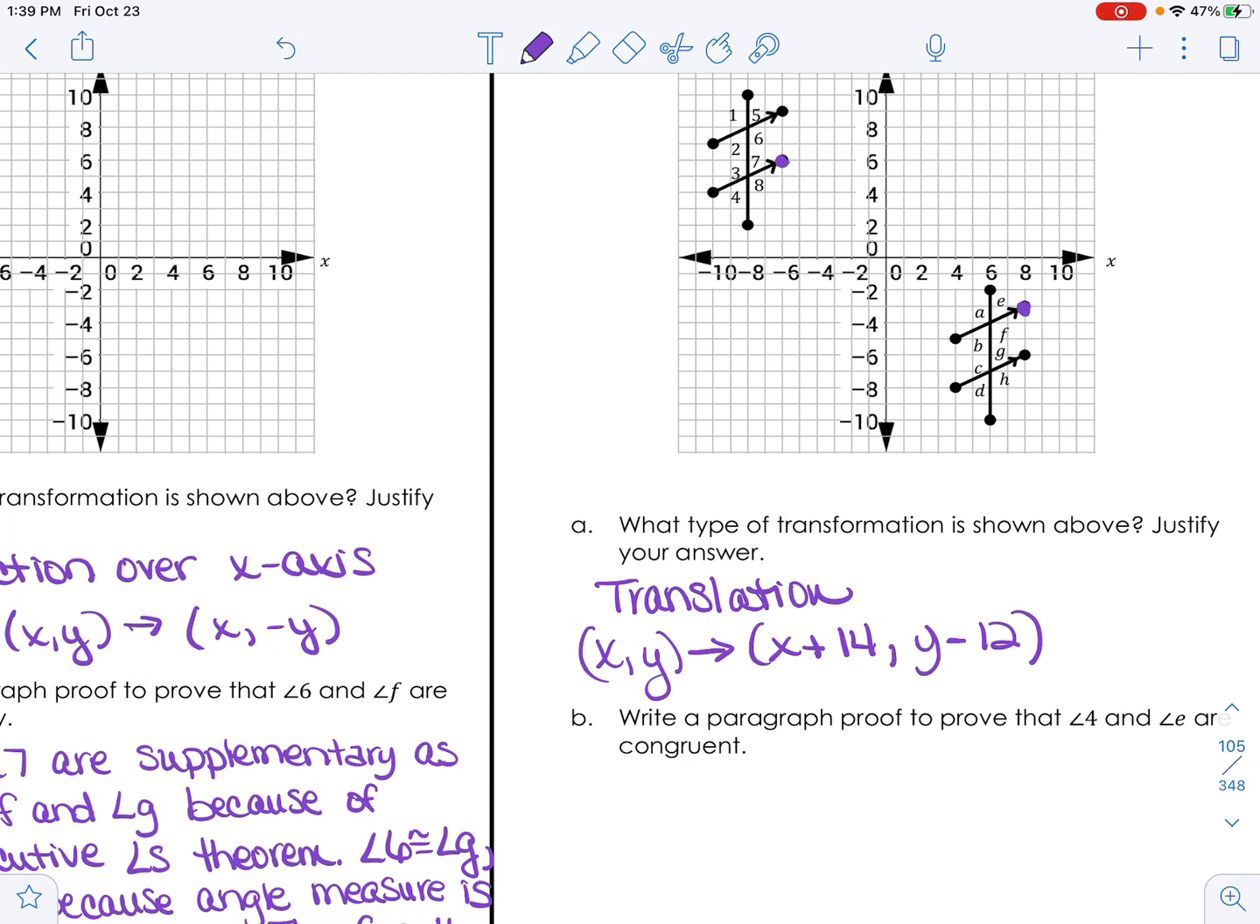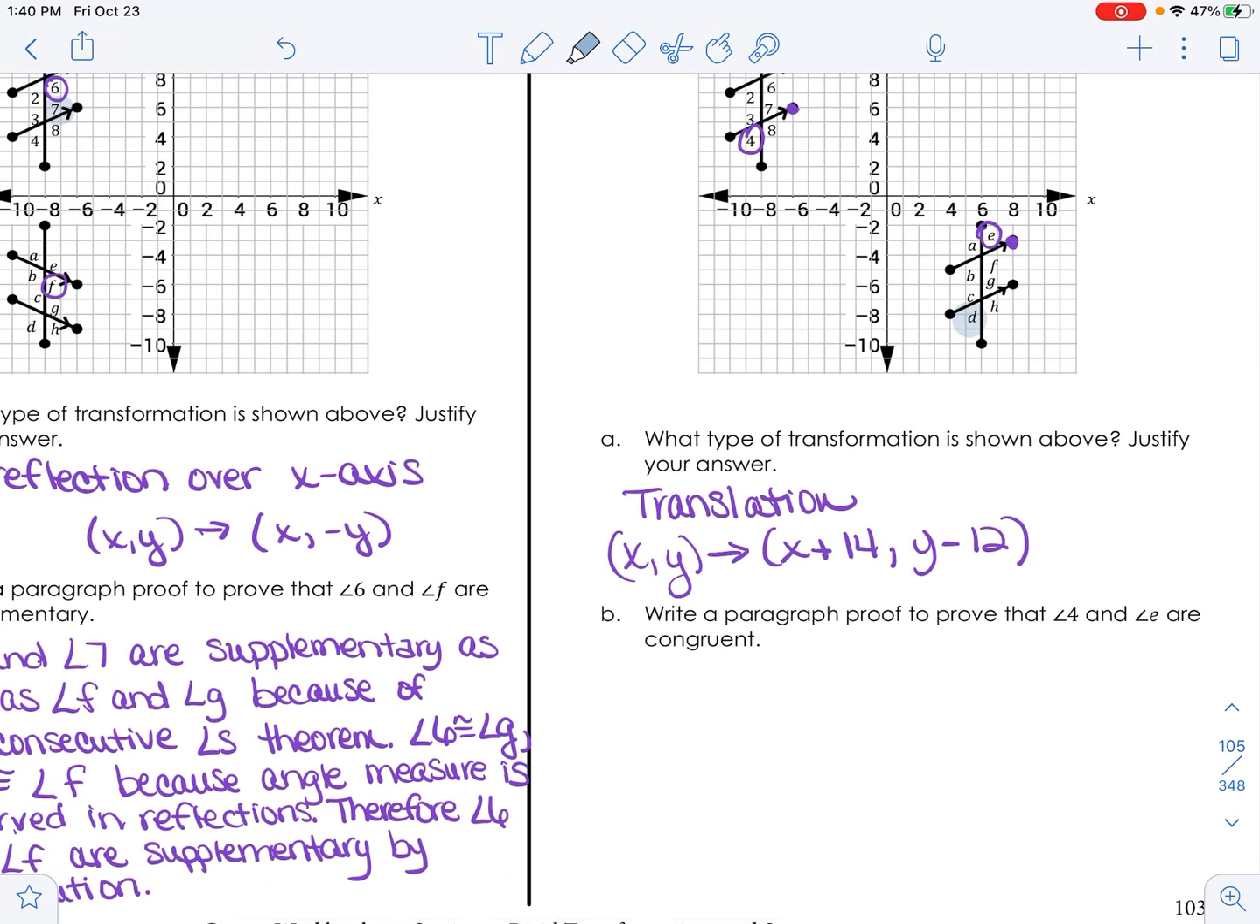So we're going to write a paragraph proof to prove that angle 4 and angle E are congruent. So there's 4 and E. So we've got to make a connection between 4 and D, and then we need to make a connection between D and E. Because if I look at D right here, I can see that D and E are alternate exterior angles.